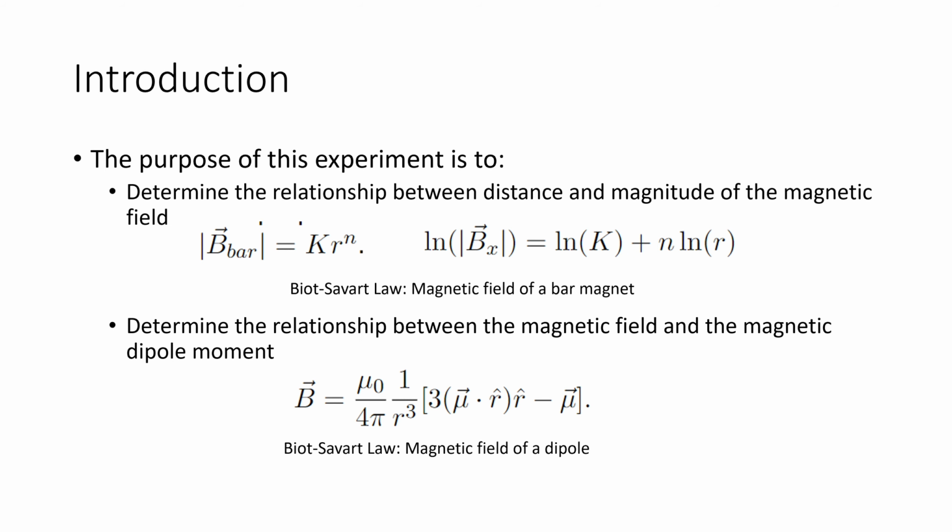The purpose of this experiment is to determine the relationship between the distance and magnitude of the magnetic field, and to determine the relationship between the magnetic field and the magnetic dipole moment. The main principle we are going to be using here is the Biot-Savart law, and we're going to use a couple different derivations of this law, one of them being the magnetic field of a bar magnet and the other one being the magnetic field of a dipole.